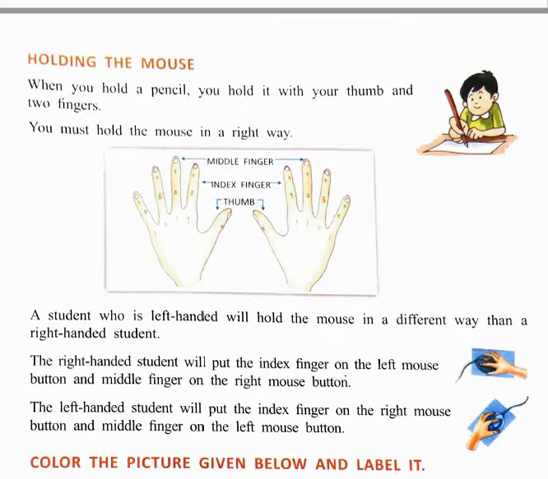Right-handed students will put the index finger on the left mouse button and the middle finger on the right mouse button. Totally opposite, left-handed students will put the index finger on the right mouse button and the middle finger on the left mouse button. Students, is it clear how to hold the mouse?